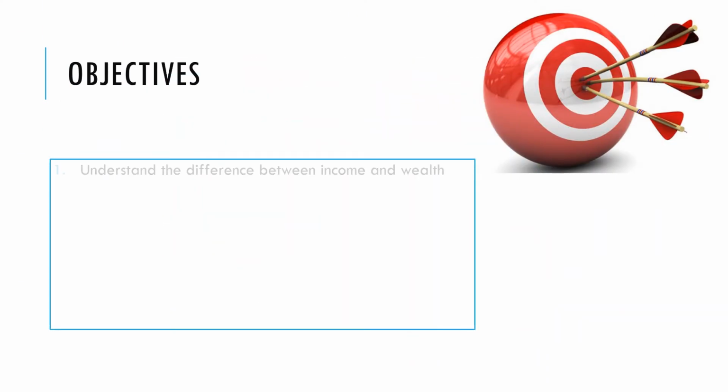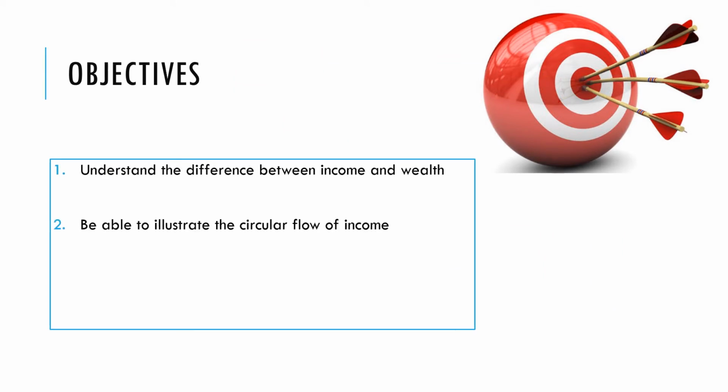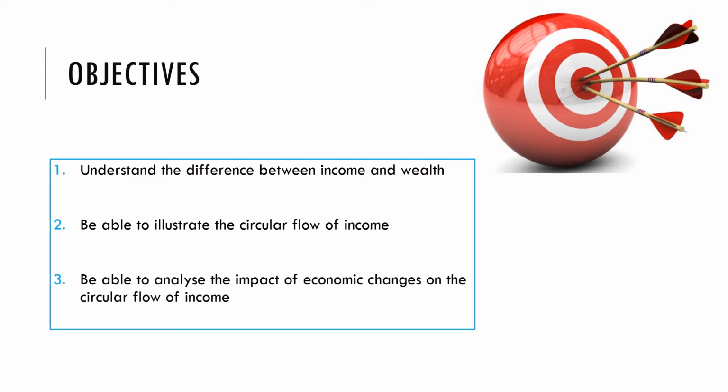And in order to do that, we're going to look at three things: the difference between income and wealth, the circular flow of income model, and then we're going to look at using this model to analyze the impact of changes in the economy on the size of the economy.